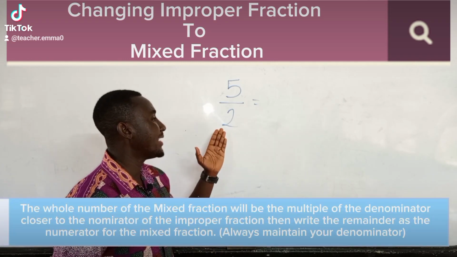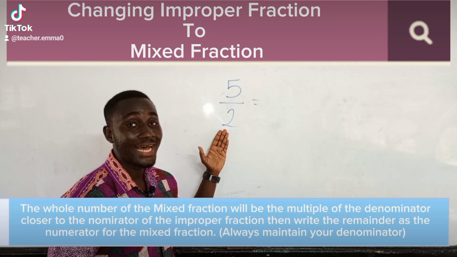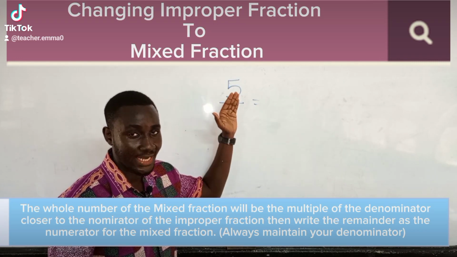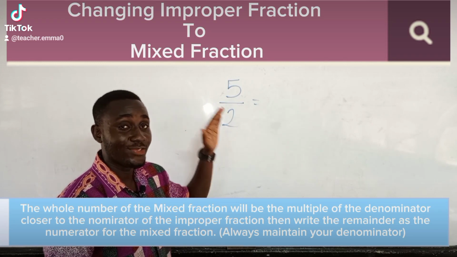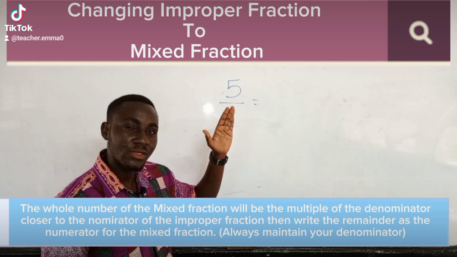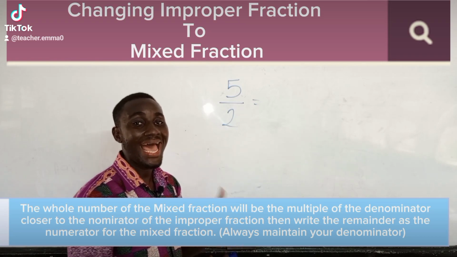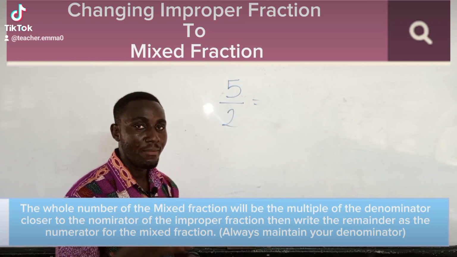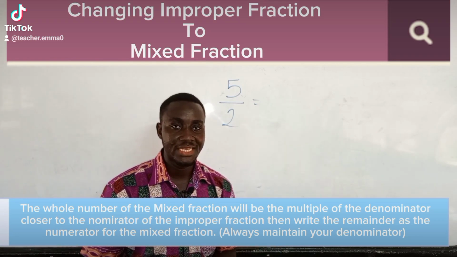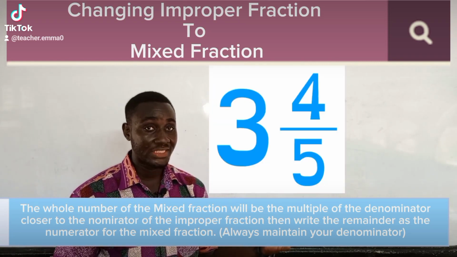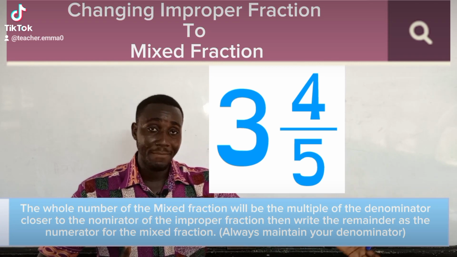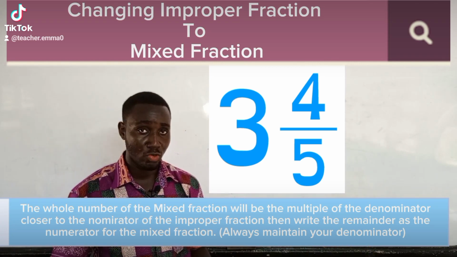To do that, we are going to look at the multiples of the denominator which is closer to the numerator. We write the multiples of the denominator which is closer to the numerator, and then we write the remainder as the numerator. Remember, we said that a mixed fraction is a number that has a whole number attached to a fraction. So a mixed fraction has a whole number, a numerator, and a denominator.